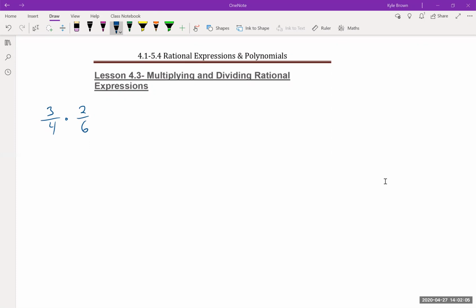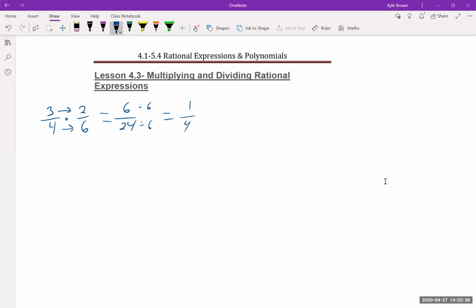Well, multiplying is the easy one, right? It's not like adding and subtracting. Adding and subtracting, you have to figure out that whole common denominator and everything. But with this one, it's just straight across, right? So this isn't too bad. This would just be 3 times 2 is 6, 4 times 6 is 24. And then you could simplify that, divide by 6, divide by 6. So it ends up being 1/4, right?